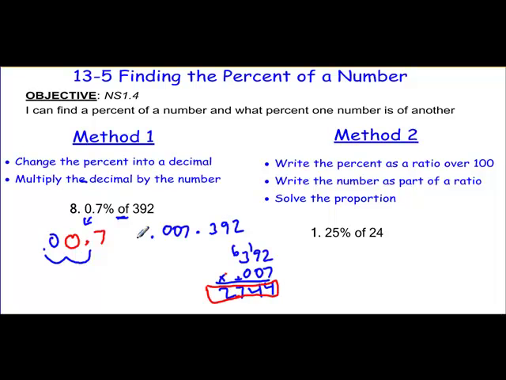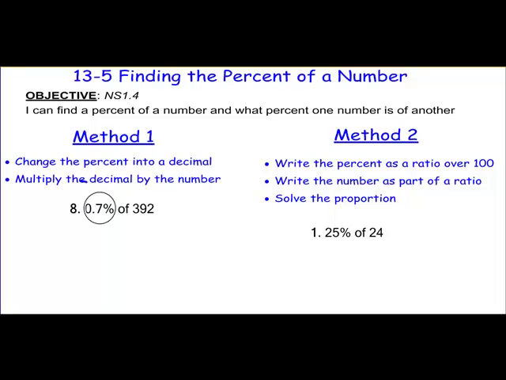And that's all you have to do when it gives you a percent of a number. You change it to a decimal, then multiply, and whatever your answer is, there you are. Alright, let me erase this and we will show you another problem here.